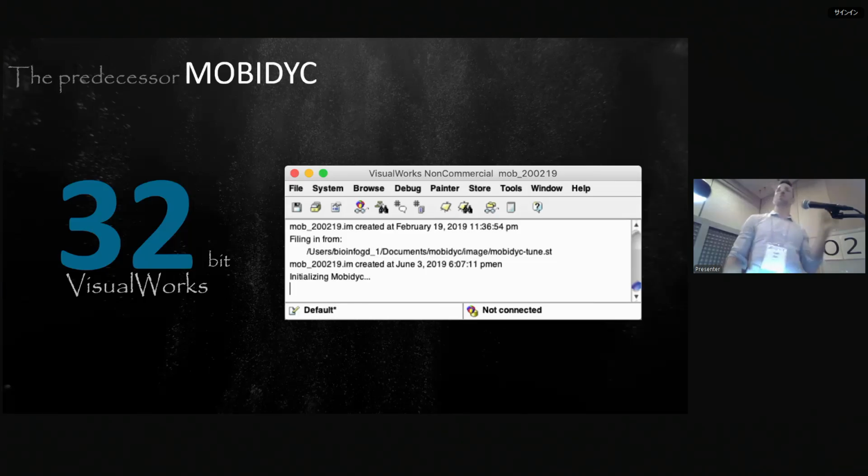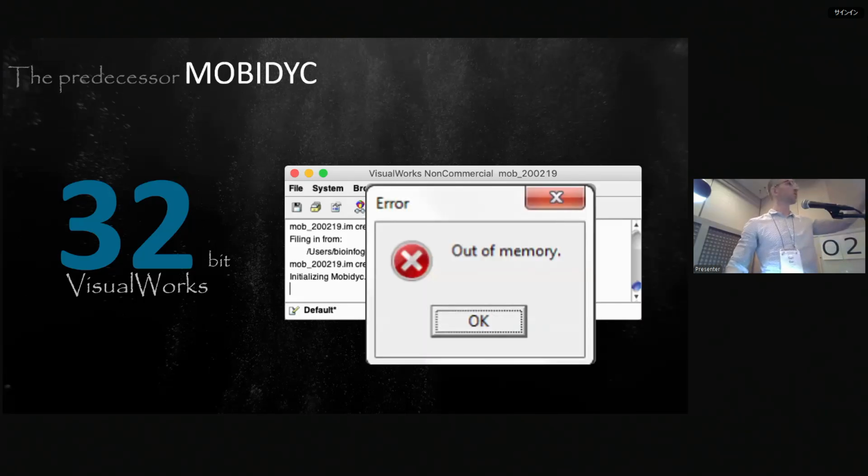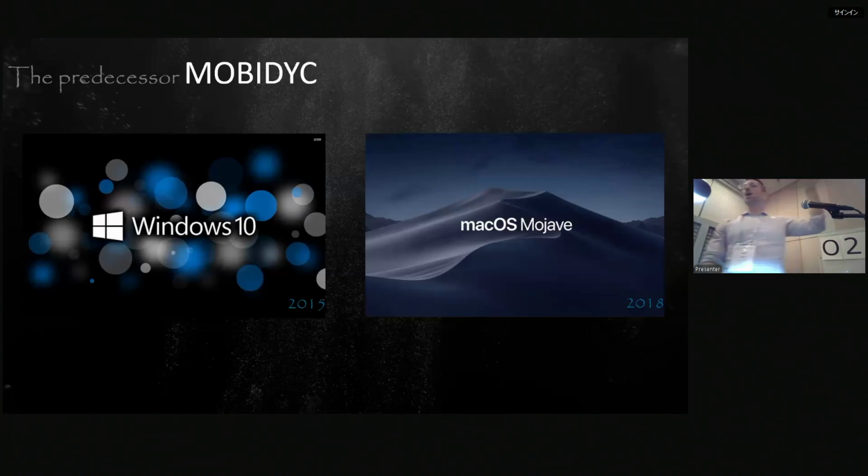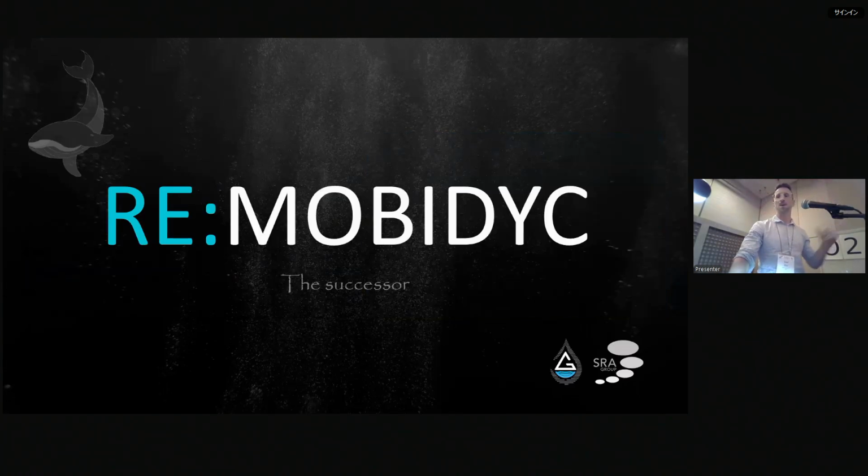Scalability. The platform runs on the 32-bit VisualWorks platform, meaning even if you have a supercomputer with a lot of memory, you can only use part of it. So when you're trying to run a complicated model with many individuals, you run into that problem. And it only runs on old operating systems. Not so cool. So I worked with a Japanese computer scientist to develop the successor of Mobidyc.